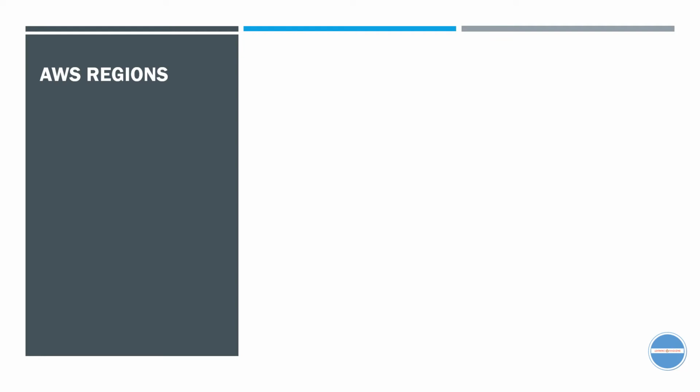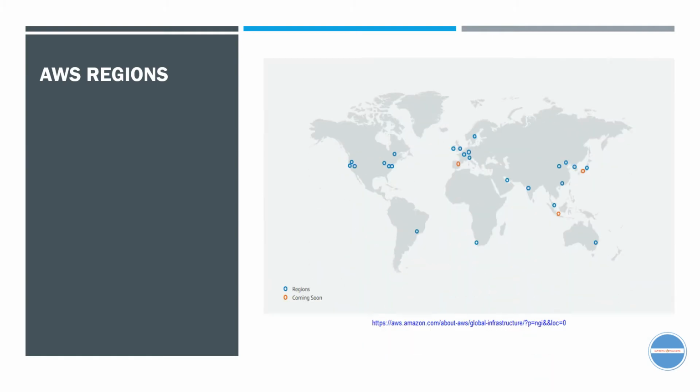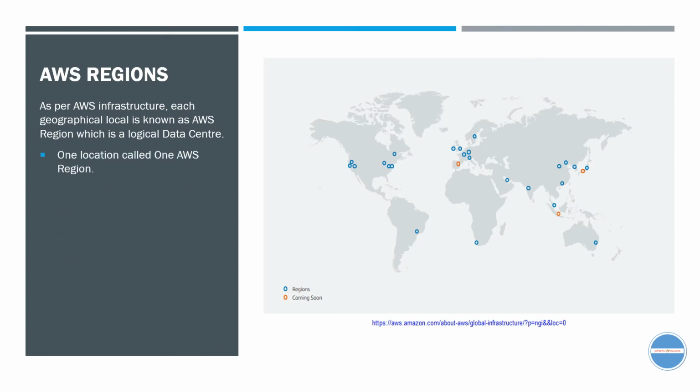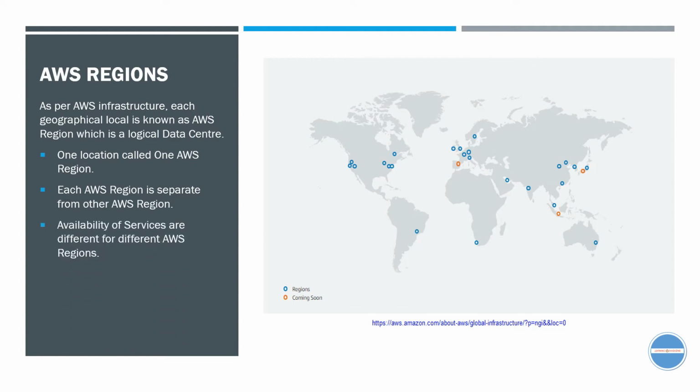As per AWS infrastructure, each geographical location is known as an AWS region, which is a logical data center. One location is called one AWS region. Each AWS region is separate from other AWS regions. Availability of services is different for different AWS regions. One AWS region is a combination of multiple availability zones. In short, availability zones are called AZs.